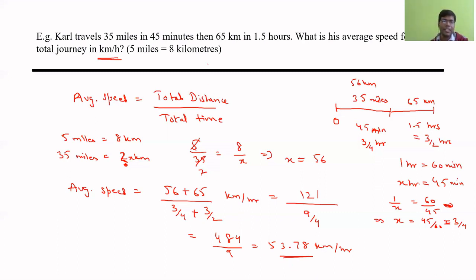So what the catch here was basically the miles we had to convert into kilometers. We had already been given the condition that 5 miles is equal to 8 kilometers. So using that particular condition, we had converted this 35 miles into kilometers. We got it as 56 kilometers. And then we got the total distance. And then we divided with the total time and we got the average speed.